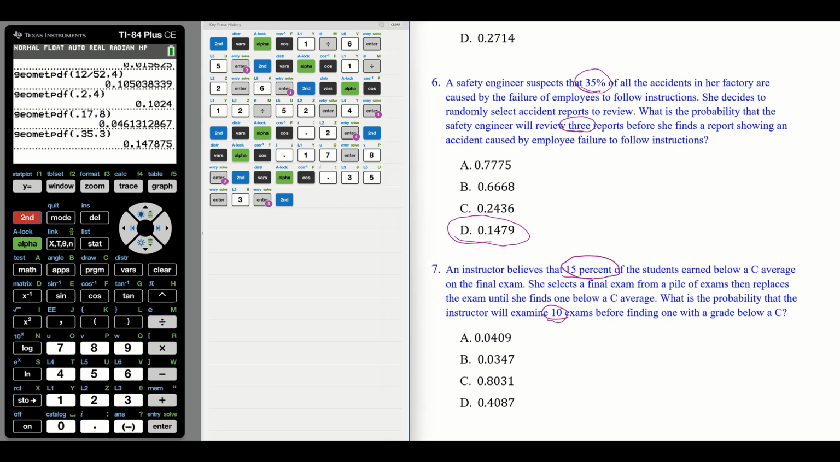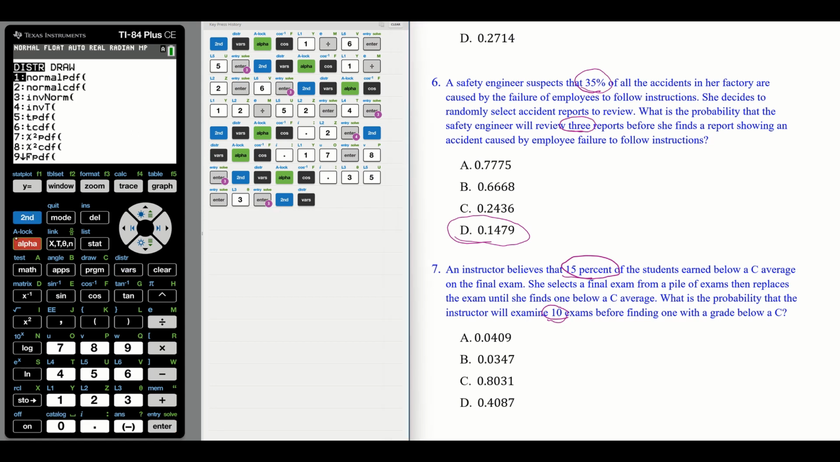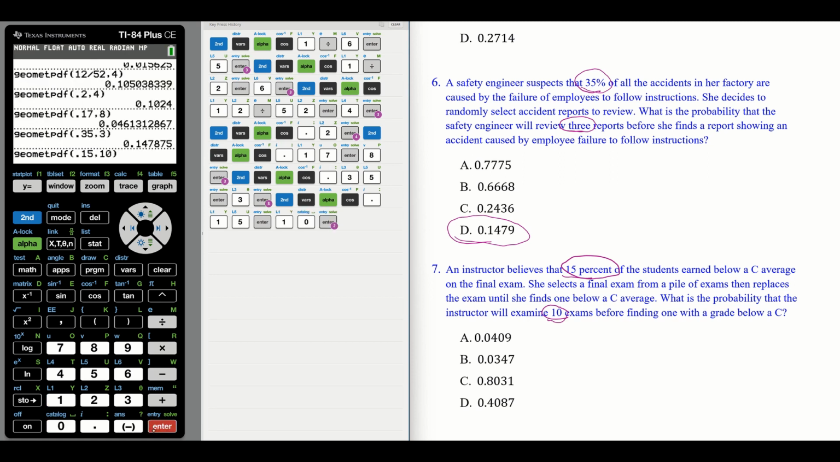That is second, vars, alpha, cosine, and 15%, 0.15. Remember to always change that. And 10 exams. We want to look at 10 to see what our probability will be of finding the first one. That is option B.